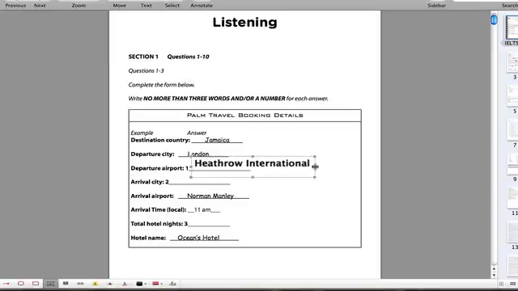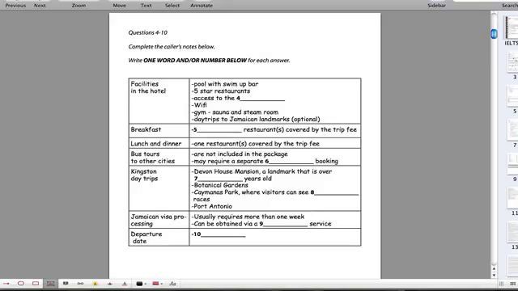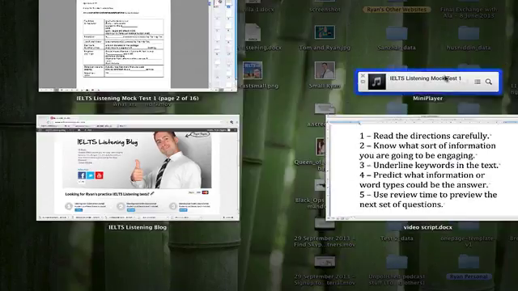The arrival city, they try to throw us in the recording a little bit by, the man says, is the arrival airport Norman Manley, is that in Montego Bay? And she says, no, that's in the capital, Kingston. And then they talk about travel times, the total hotel nights. Now we knew when we were reading the questions ahead of time this was going to be a number, and the correct number is 5. Okay, now the recording is going to give us some time to preview the next set of questions. So let's go ahead and do that.